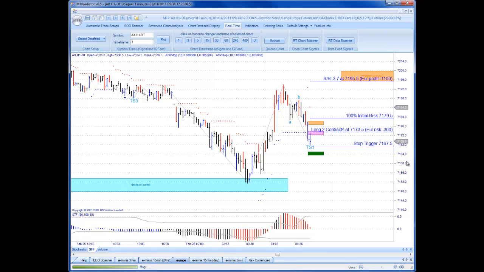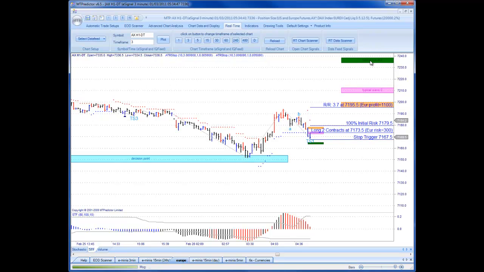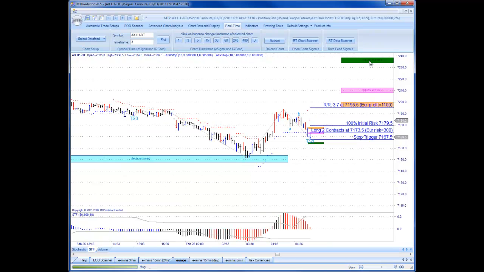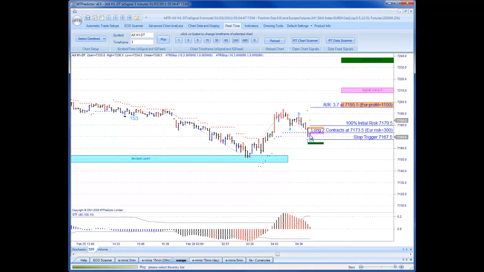But what we also do as well is that because we're considering this a wave 2, we don't look for the first target, which is the minimum wave C. We actually zoom out a bit and we look for the typical wave 3 WPT, which, if I zoom out a bit, is this green one up here. So we're assuming that the market is not going to stop at the first target, but it's going to go up to this higher target where we have a potential trade of a 10R trade. In other words, a potential profit of 10 times the initial risk.